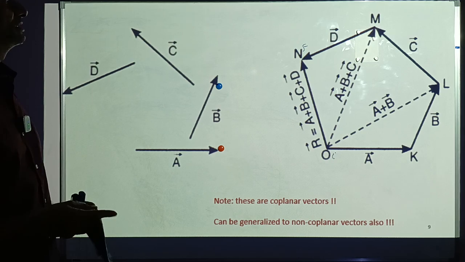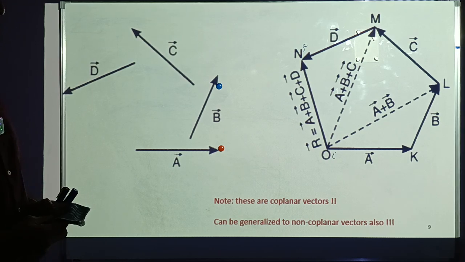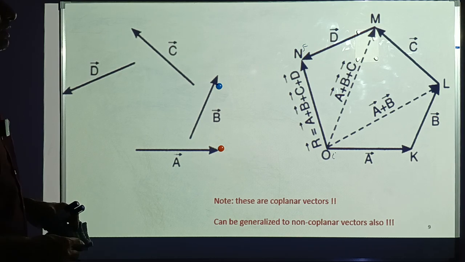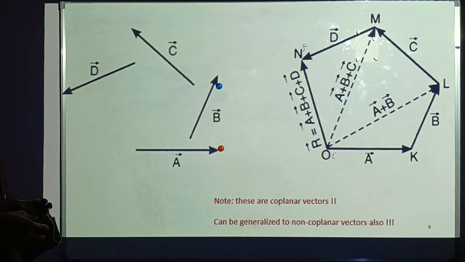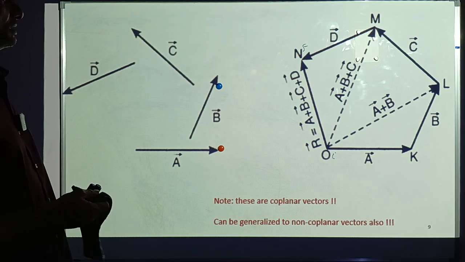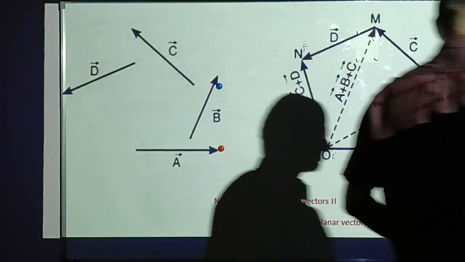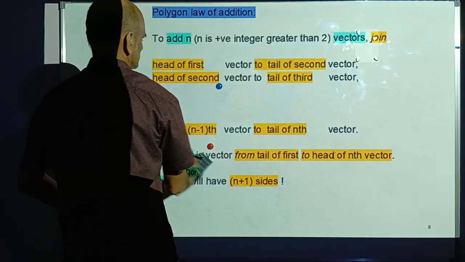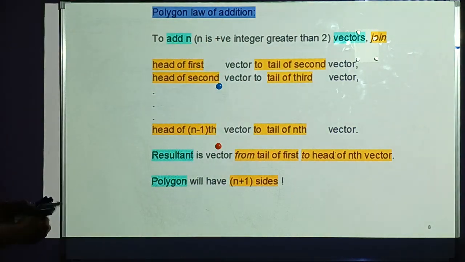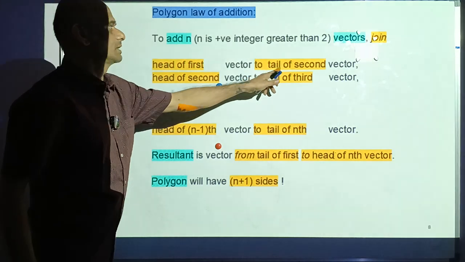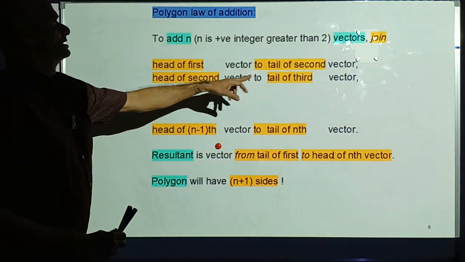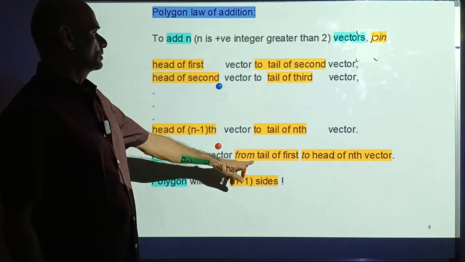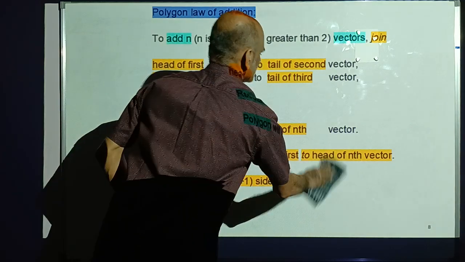So this gives the polygon law of addition, which says if you have to add n vectors, join the vectors head to tail one by one, and the tail of the first vector to the head of the last vector is the sum of the n vectors. So from triangle law, I can get the polygon law like this. Head of the first vector should be joined to the tail of the second vector, and head of the second vector to the tail of the third vector, and so on. So the resultant vector is a vector from the tail of the first vector to the head of the nth vector.